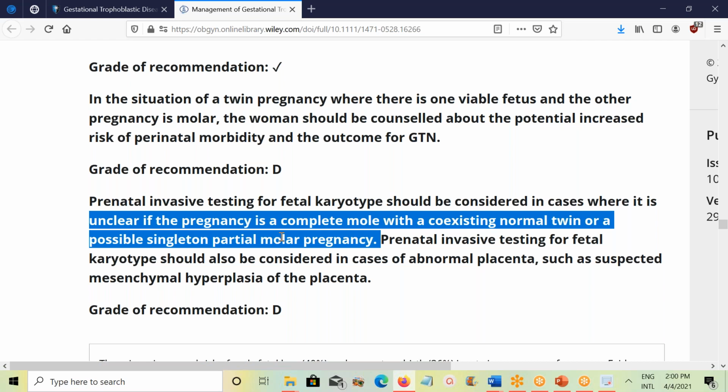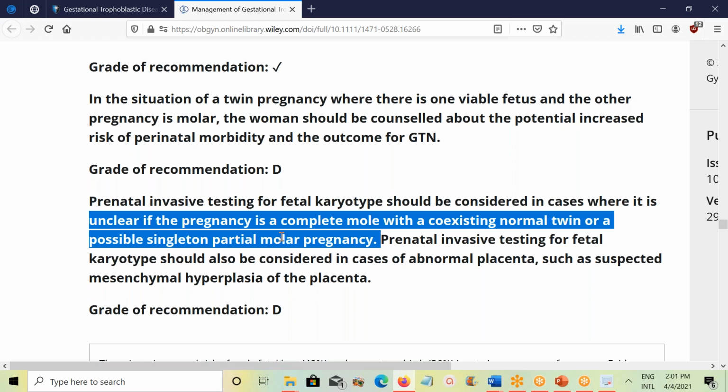Because they will be able to see whether they have a shared placenta or different ones. Under ultrasound guidance, they can carry out the fetal karyotype. Basically you are going to do it in the cases where it is not clear to you what exactly they have. Is there any problem or is there nothing like that?